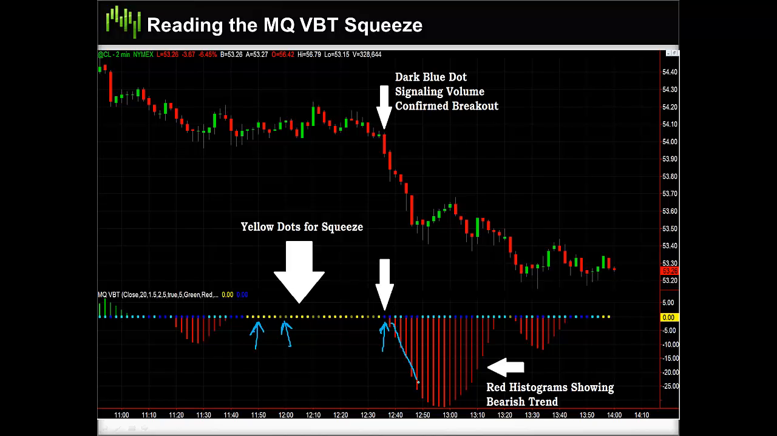Red histogram bars show accelerating distance between Keltner and Bollinger Band. Dark red bars mean the distance is getting narrower. If the price action closes back inside of a Keltner channel, then this will accelerate back to zero much quicker.